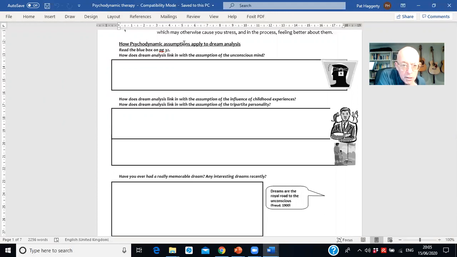Second one, how does dream analysis link with the assumption of the influence of childhood experiences? So again, that's talking about traumatic experiences. So things that might have happened as we go through the psychosexual stages can cause us problems. So again, dream analysis is trying to get to the unconscious, where those problems would be stored, if you like. Okay. How does it link with the assumptions of the tripartite personality?